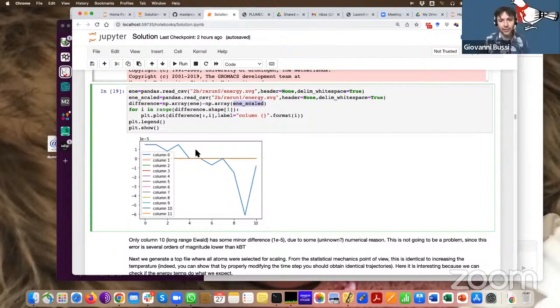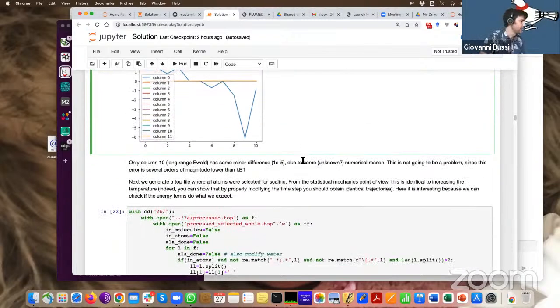I was a bit surprised. There's some difference in the long range part. It's very small. You see here, the scale is 10 to the minus 5 kJ per mole. This is certainly not important. I'm not sure where this comes from. Maybe the number of digits that are written in the top file are not sufficient. But anyway, this is a totally irrelevant problem. Okay. So did you manage to make this test, and did you find something similar?